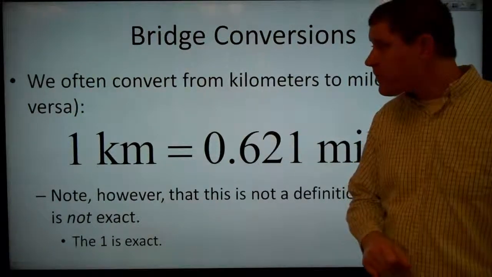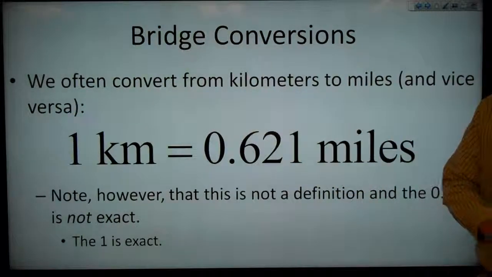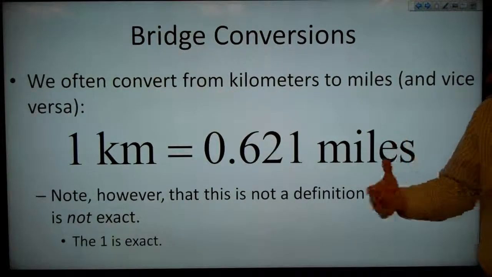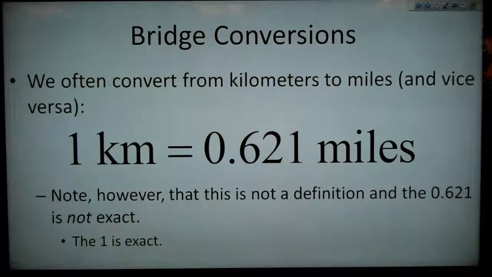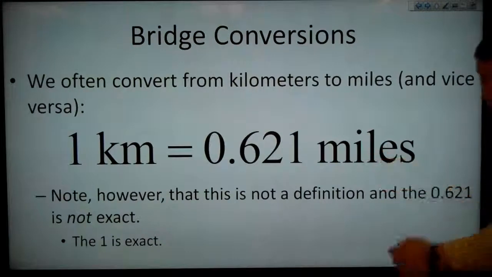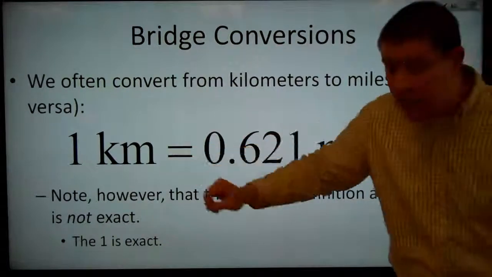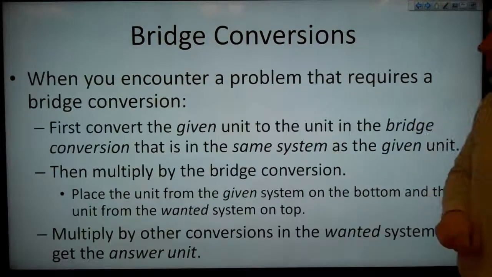We often convert from kilometers to miles and vice versa. And we can say that 1 kilometer is equal to 0.621 miles. Note that this is not a definition, and thus the 0.621 is not exact. We have 3 sig figs there. The 1, however, is exact. The 1 in 1 kilometer, that's exact.